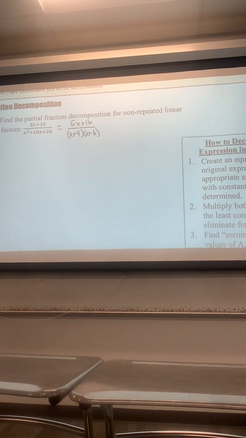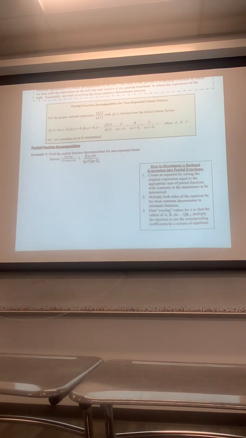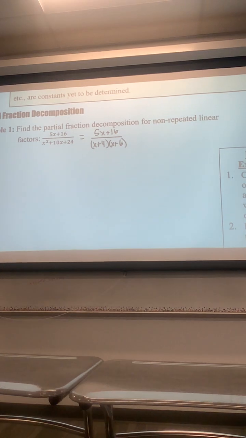Okay. So that's great, the bottom factored, but the top is still 5x plus 16. There's really nothing you can do with that. It doesn't factor evenly, there's no GCF, it's just kind of ugly. So here's what we do. To be able to deal with this, we split it into multiple fractions. So what we're saying is that some value a over x plus 4 plus some value b over x plus 6 is going to equal this.